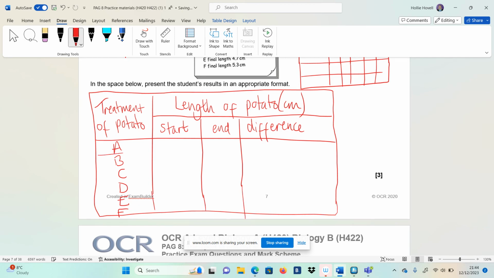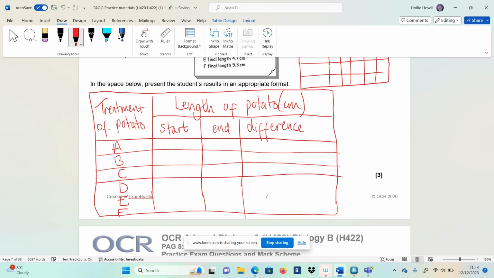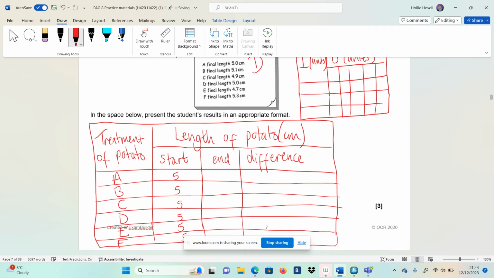Okay. And then you needed to have actually put the results in. Please use a ruler. Excuse me, being lazy. It would take me so long with the ruler tool on here. You'll make the video even longer. So they all started at 5. You're not actually penalised if you didn't put the start in because they all started at the same. And then your final ones, your end lengths, you just needed to copy from here. So we had 5, 5.1, 4.9, 5, 4.7, 5.3.